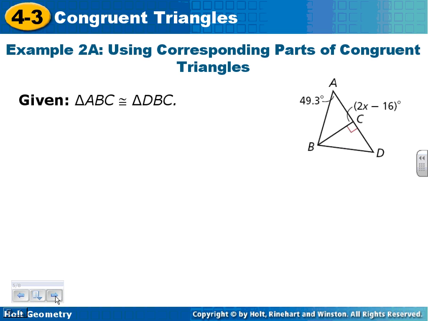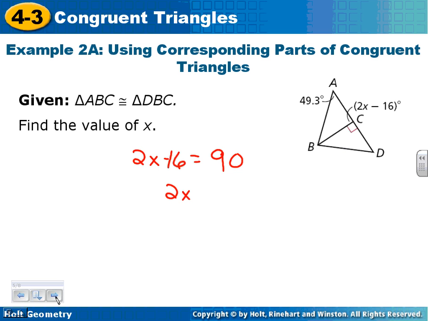Given the 2 triangles are equal, ABC is congruent to triangle DBC. So it's the two smaller triangles. Find the value of x. Well, this angle, 2x minus 16, would equal 90 because of the box in the corner. So let's just solve that for x. Add 16, that means 2x would be 106. Divide by 2, 53. 53 is my answer, and I'm done.